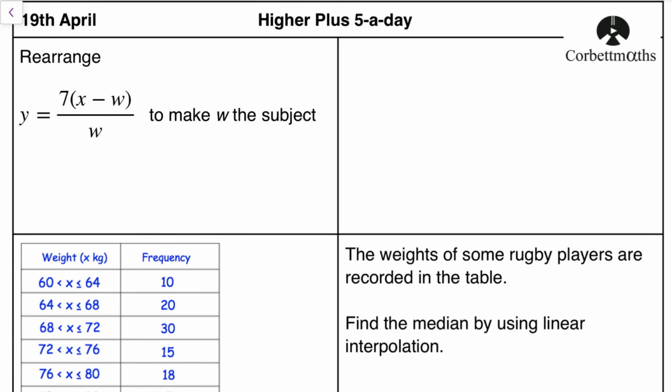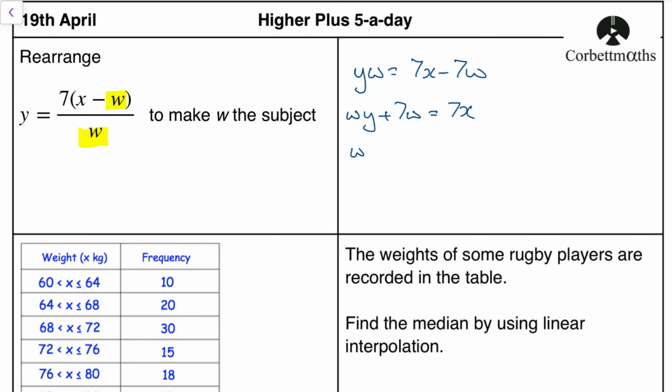So the first one says rearrange to make W the subject. Now what's notable here is there are two W's. We have to use the expand, collect and factorize method. So in other words, multiply everything by W first, which is going to give me YW equals 7x minus 7W. Collect all my W's on the left hand side, which is WY plus 7W equals 7x.